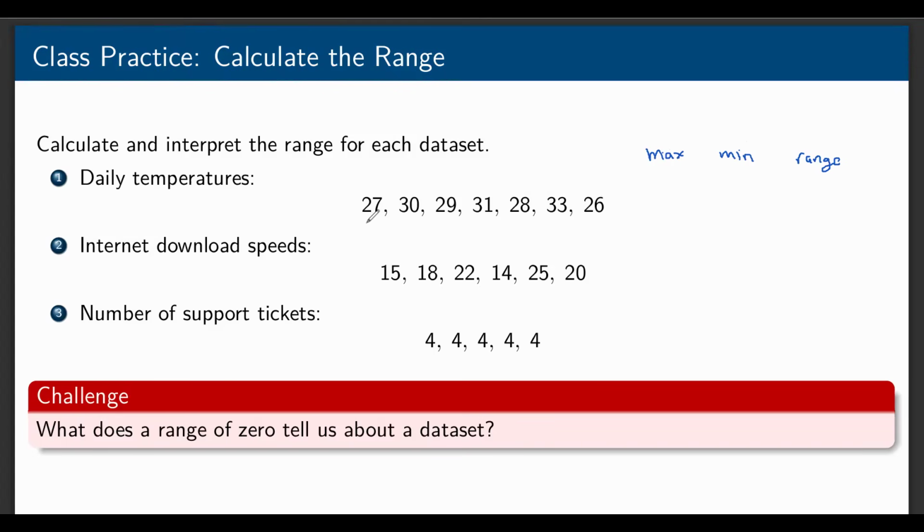The smallest number here is 26, 27, 28, 29, 30, 31, 33. So the maximum number here is 33 and the minimum is 26. Therefore, the range is 33 minus 26 equals 7.